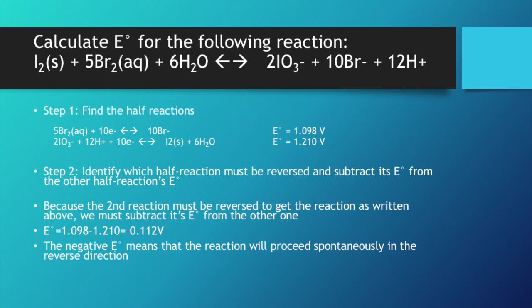And we have to subtract that value from the other half reaction's E naught value. And now we see that the second half reaction has to be reversed in order to fit what the original reaction showed. So we're going to subtract the first half reaction's E naught value from the second half reaction's E naught value to get negative 0.112 volts. Now this negative means that the reaction will proceed spontaneously in the reverse direction, not the forward direction, as we might see in some other reactions.